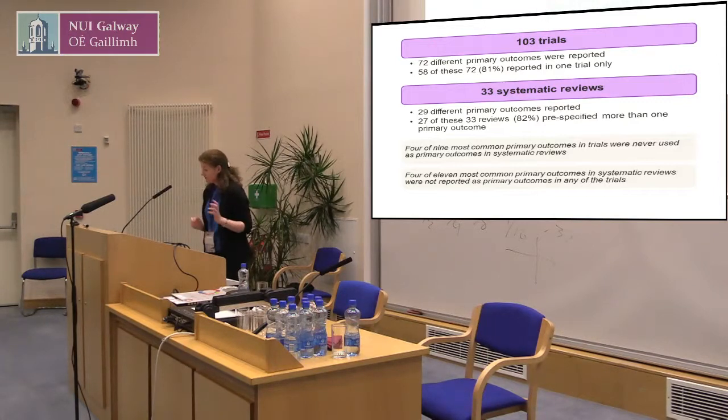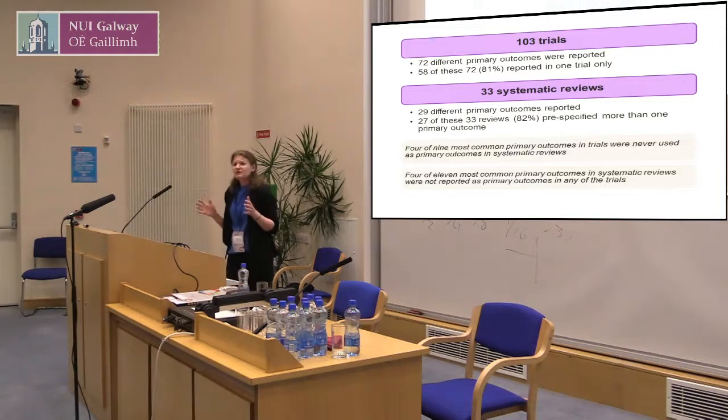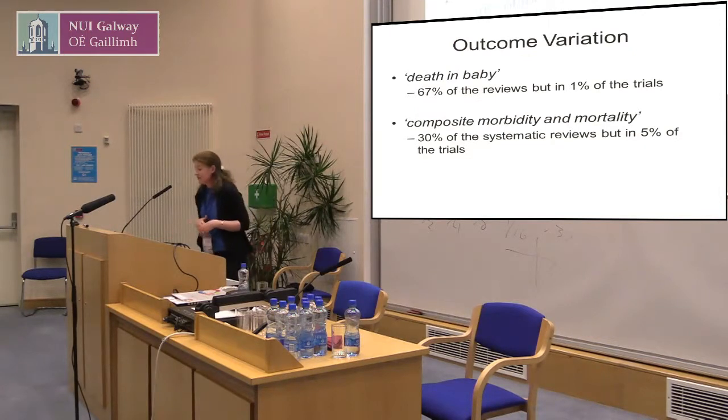And likewise, the other way around, 4 of the 11 most common primary outcomes in the reviews were not reported in any of the trials. So I suppose the real point I'm trying to make here is the problem: without selecting carefully those core outcomes on particular conditions for your trials, we're going to have a huge problem with evidence synthesis and informing clinical healthcare decisions on these topics. An example I've used is death in a baby.